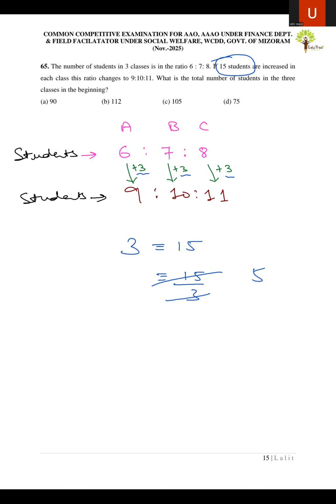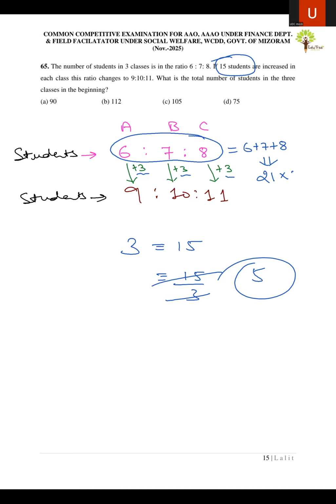All right. So we have to find the total number of students in the beginning. Just add these. So total students, how many? This will be equal to 6 plus 7 plus 8. 7 plus 8 is 15, 15 plus 6 is 21. Now this is 5 times, so this should also be 5 times. So I can say 105 will be the answer for this. All right. Very simple to solve.